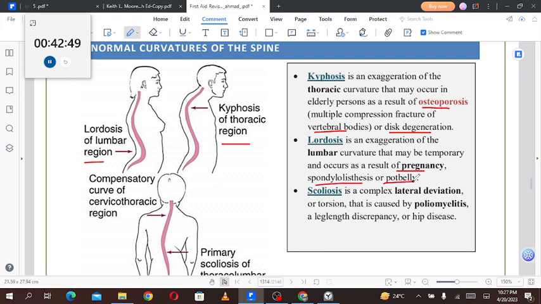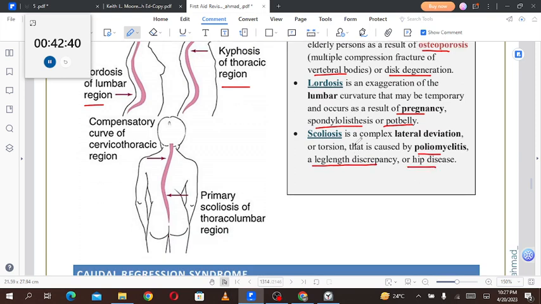Scoliosis is a complex of lateral deviation and torsion that is caused by poliomyelitis, a leg length discrepancy, that is, one leg is shorter than the other, or a hip disease. So these things can happen. You can see the compensatory curve of the cervicothoracic region. The primary scoliosis was in the thoracolumbar region, and to compensate for that there was a curvature of the cervical spine into the opposite direction. So there is an inverted S-shaped configuration of the spine. That is called scoliosis.